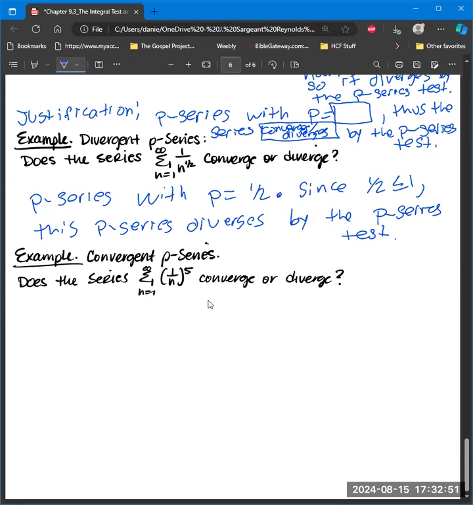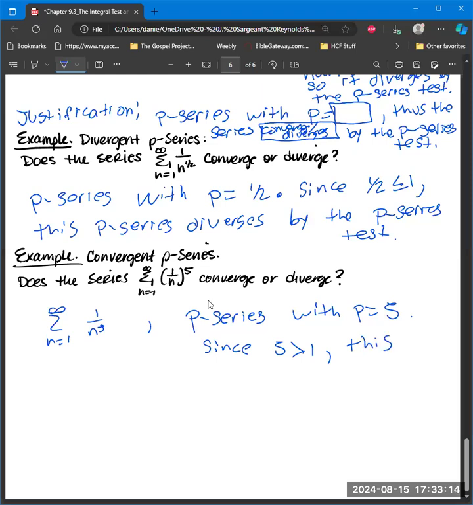Now let's look at this one. I'm going to have to rewrite it: n equals 1 to infinity of 1 over n to the 5th. This is a P series with P equals 5. Since 5 is greater than 1, this P series converges by the P series test.